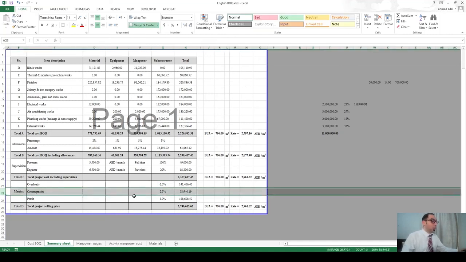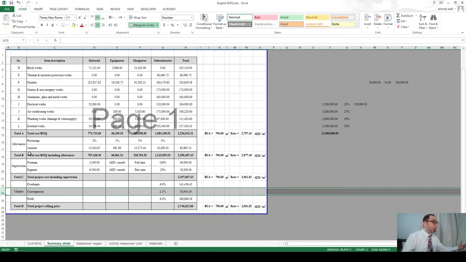Now, contingencies. Contingencies are the things that I have not thought of, like if there is any risk that I have, because the risk is an unplanned event, like it's something that you cannot predict.